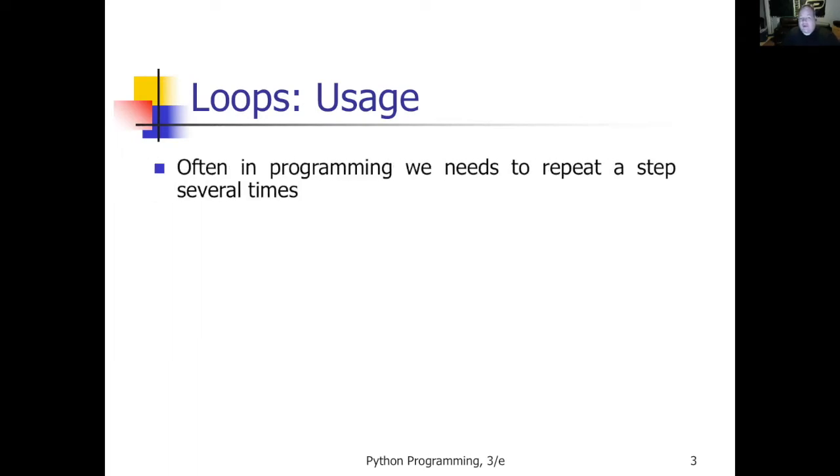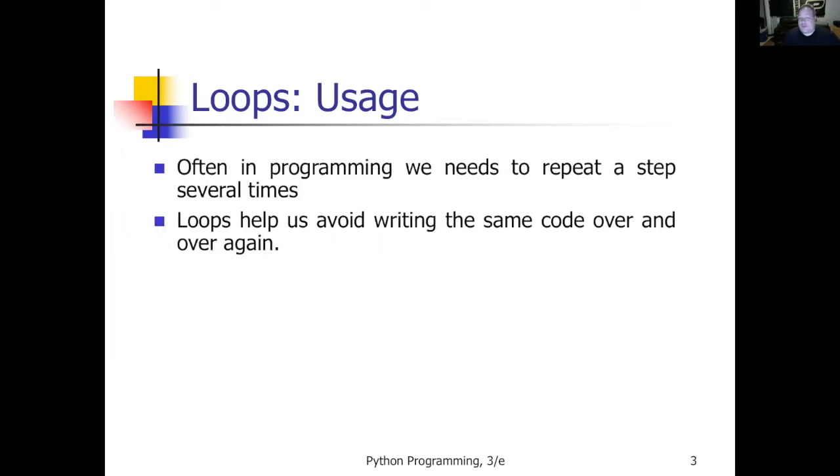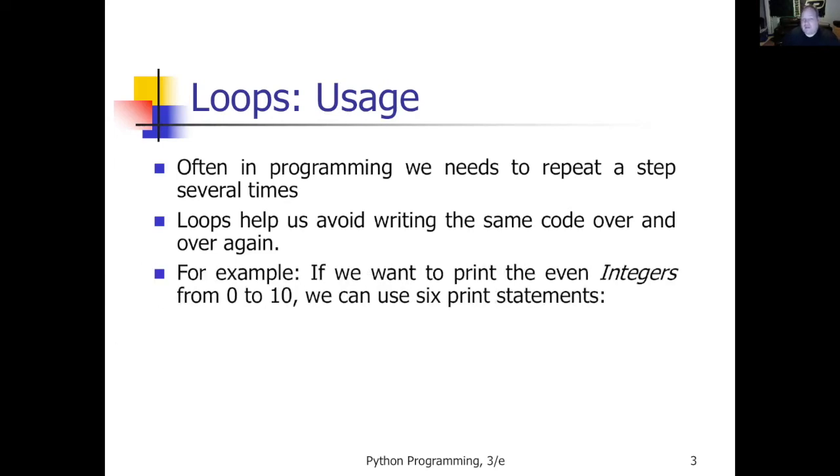So when we set up a loop, we sometimes need to repeat either one step or many, many steps again and again. And loops will help us to write programs that are not redundant. For example, if I want to print the even integers between 0 and 10, including 0 and 10, I could use 6 print statements: print 0, print 2, print 4, print 6, print 8, print 10. But that's 6 lines of code, right? 6 different print statements, and I've hard-coded the values in there. And that's really kind of messy.